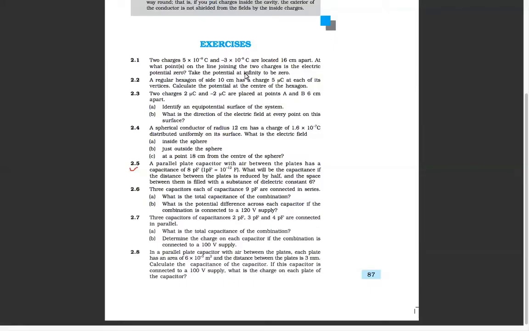So up to last class, we have completed up to spherical capacitor. Start with some numericals of parallel plate capacitor. Start with question number 2.5.